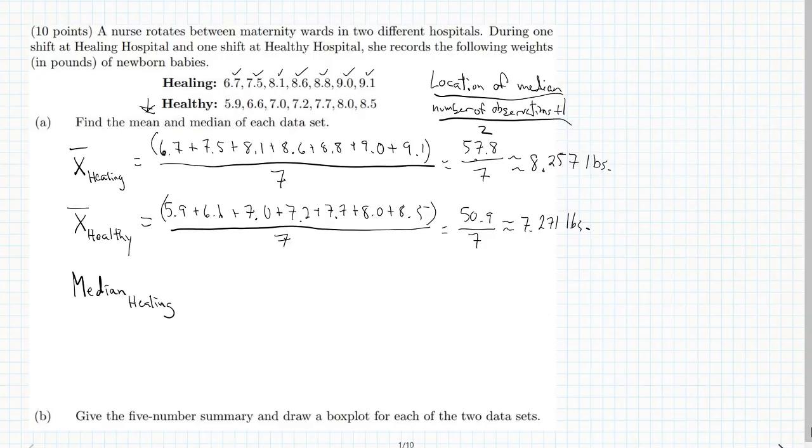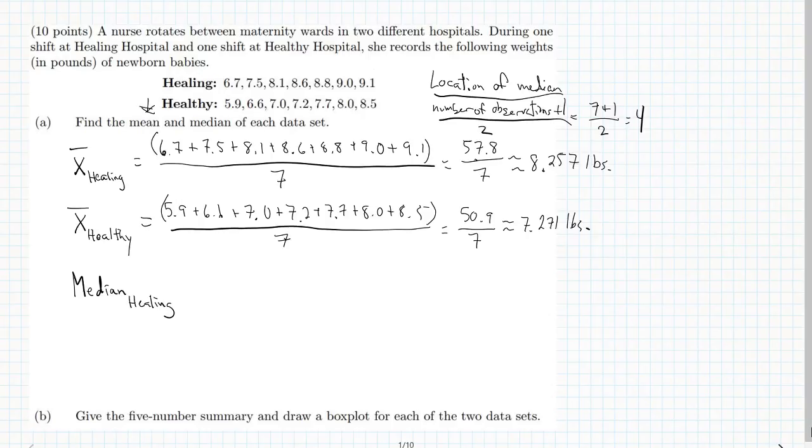Well, our number of observations in both cases are 7. So you go 7 plus 1 divided by 2. That tells us the middle number will be located in the 4th position. So all we need to do is count. And the other little side note here, you need to make sure the numbers are in increasing order. So that should be the first step here.